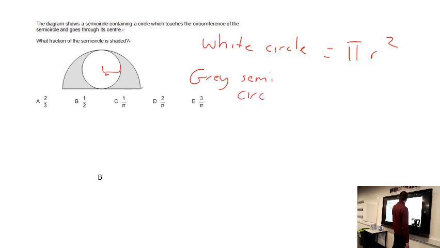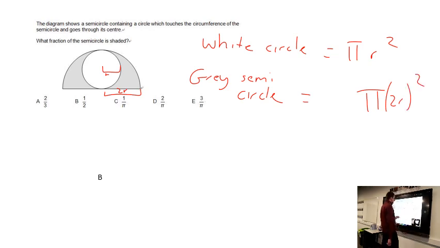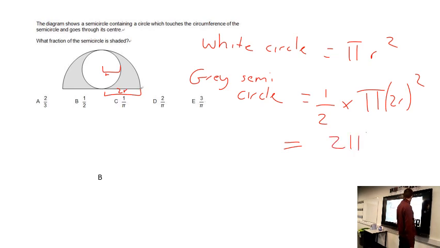Okay, semicircle. Since the radius of this circle is r, the radius here is going to be 2r. So it's going to be pi times the radius squared, so that's going to be 2r. And since it's a semicircle, we're going to multiply it by a half. So we've got 2 squared divided by 2, which is going to equal 2 pi r squared.